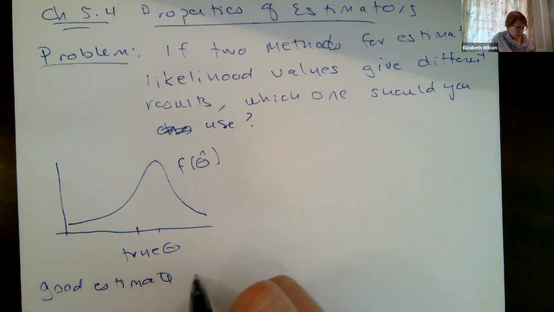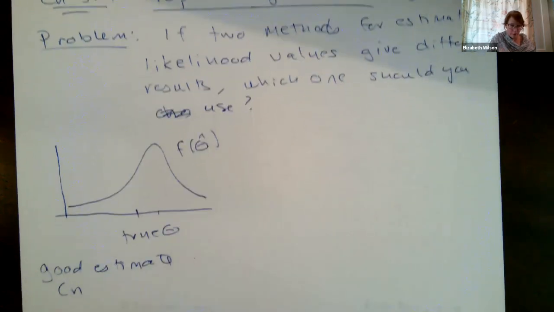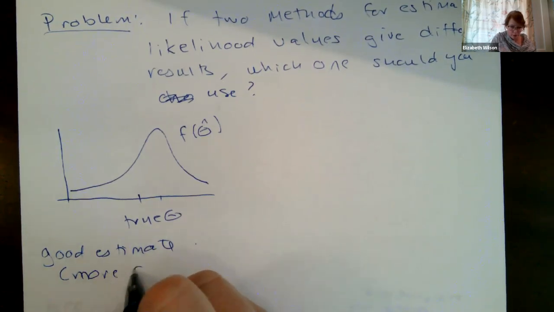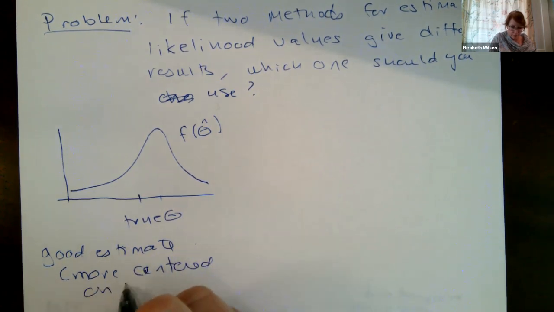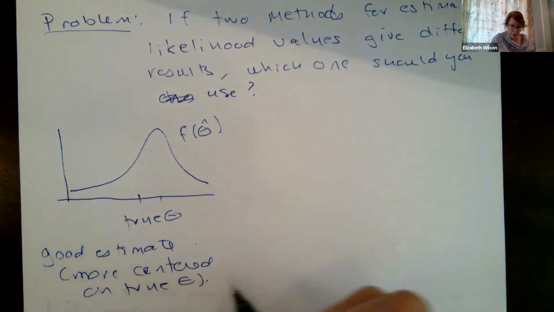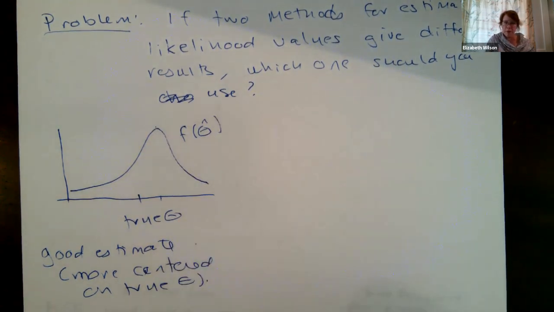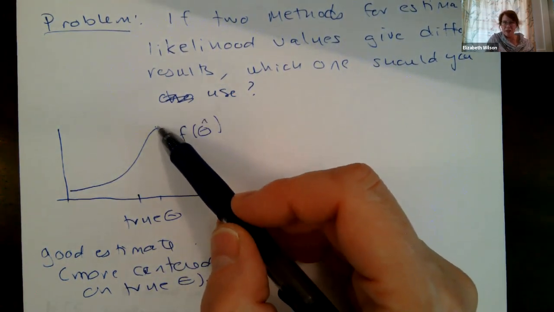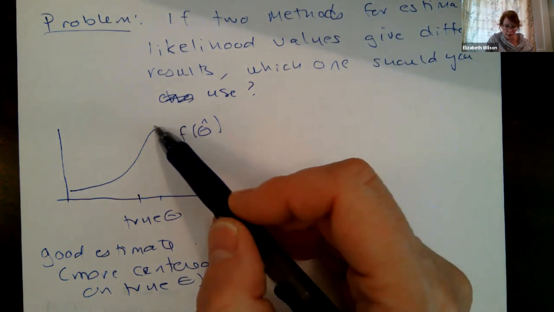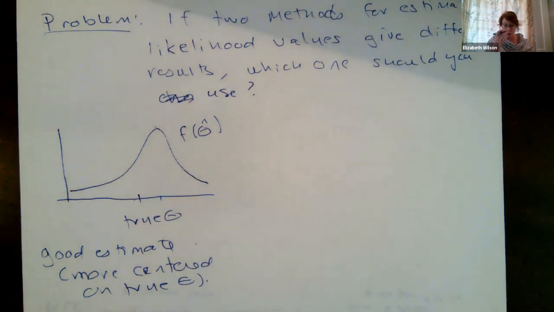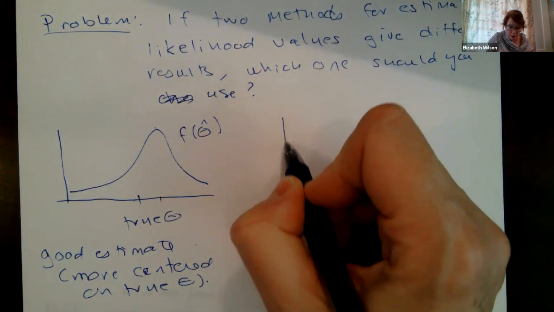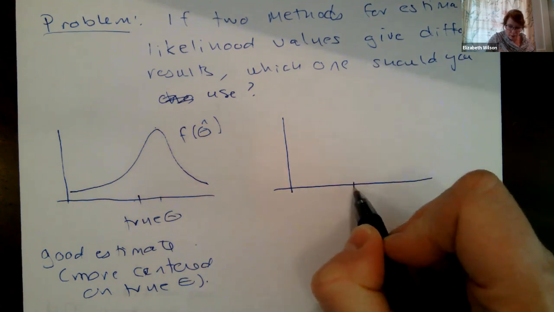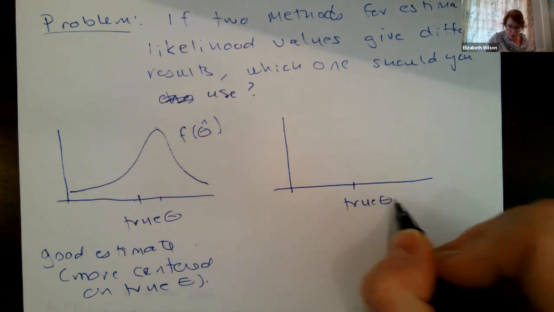estimate, which means that it's more centered on the true theta, right? So the peak for our function of theta, our likelihood function, we found this theta hat. It's pretty close to our true value. Now, the true value is unknown, but we're trying to gather samples that are going to represent a true population value. And let's say, for example, we've got our true theta, right?